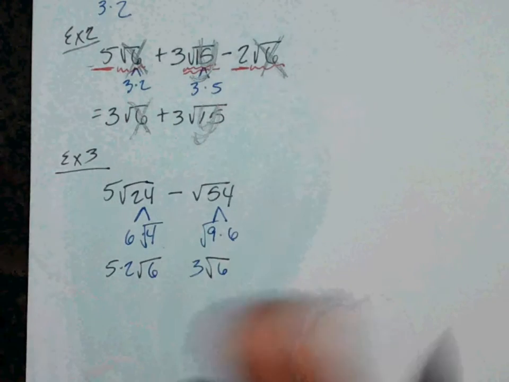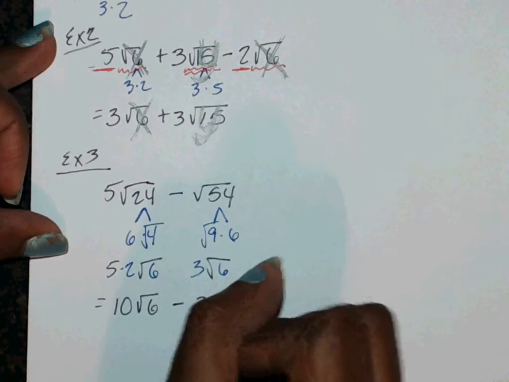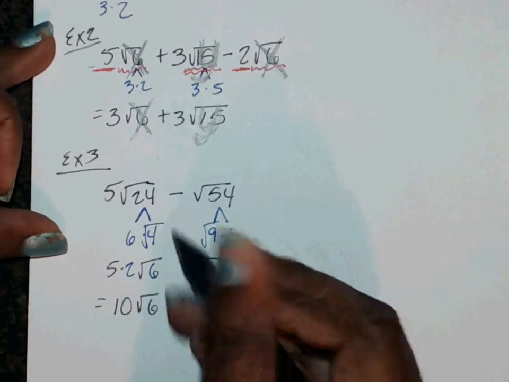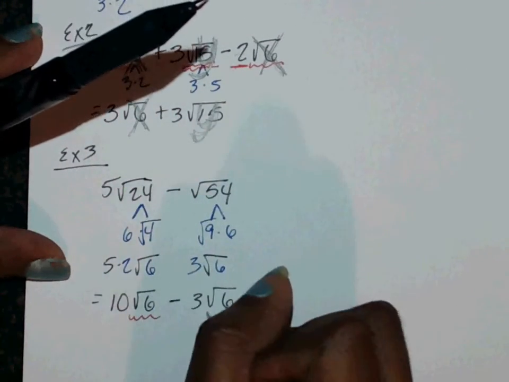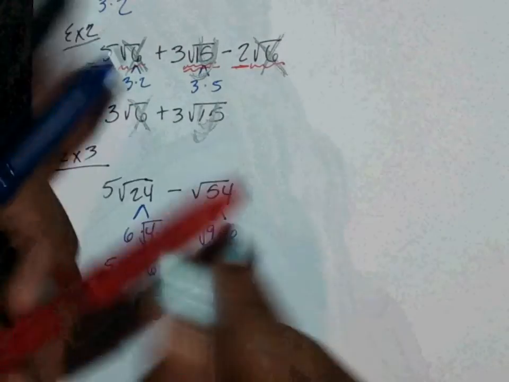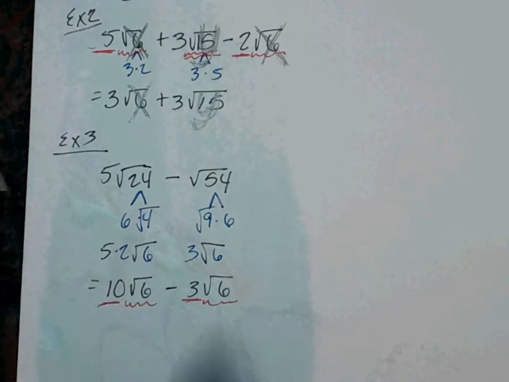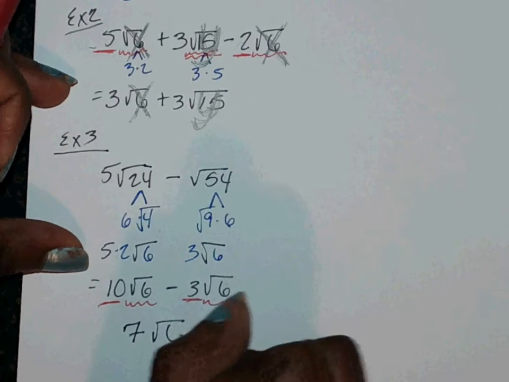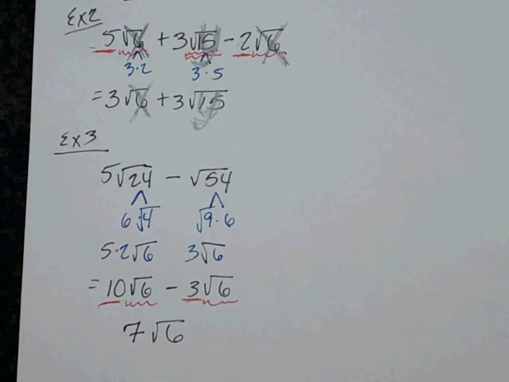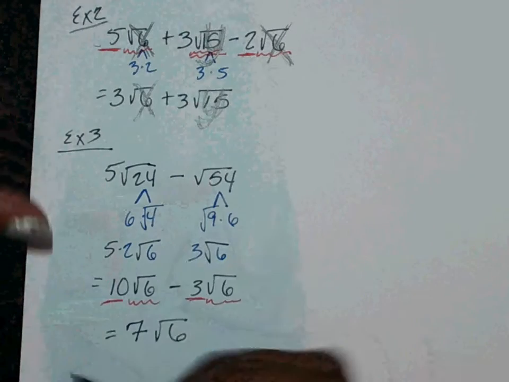Alright, so this turns into 10 square root of 6 minus 3 square root of 6. They're the same. Since they're the same, I add the numbers up front. Well, in this case, subtract them. 10 minus 3 is 7. I keep the same number under the radical. This is my answer. Alright, next example.